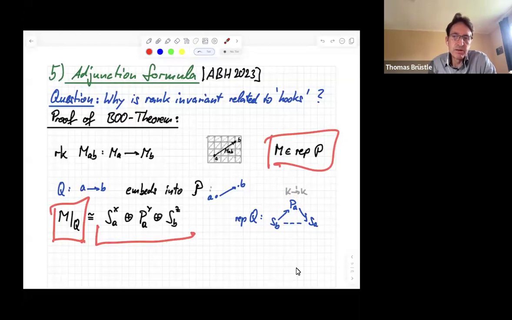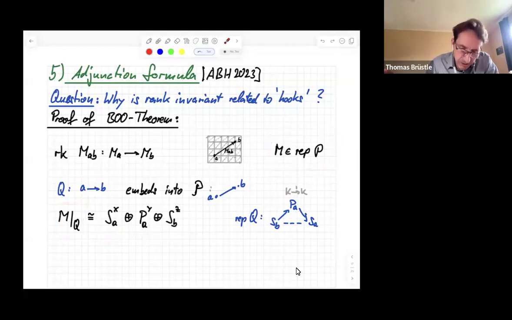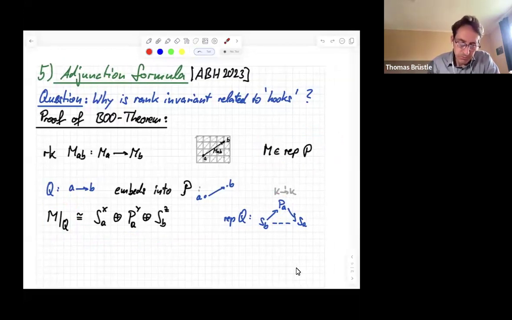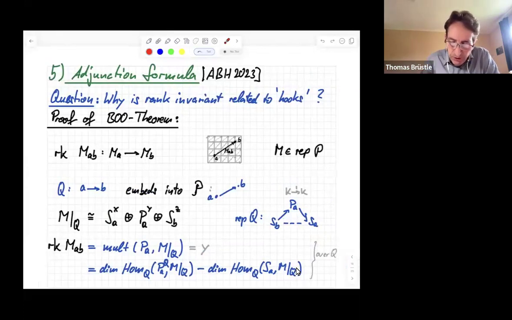It will decompose into a certain number of copies of the two simples in A and B and the projective. That's what we know. So remember, we are interested in computing the rank of this module, so the rank of this linear map. I go into this interpretation, I restrict M to the quiver Q.